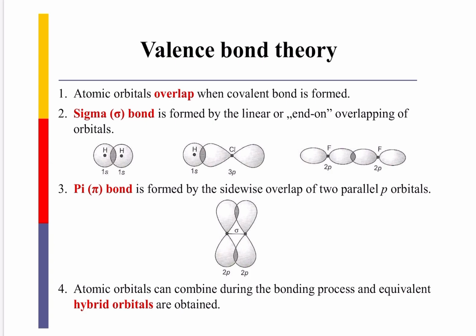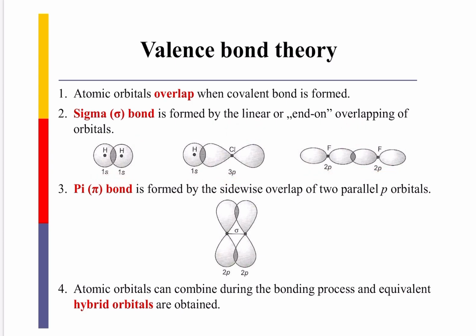As I mentioned here, atomic orbitals overlap when the covalent bond is formed. If we have a sigma bond, for example hydrogen with hydrogen, just s orbitals. The formation of s-s overlap, two circular orbitals, makes a sigma bond. 1s with 1p like hydrogen chloride, and 2p with 2p like two fluorines, F2. It is F2, it is HCl, and it is H2. From the valence bond theory we can explain it.